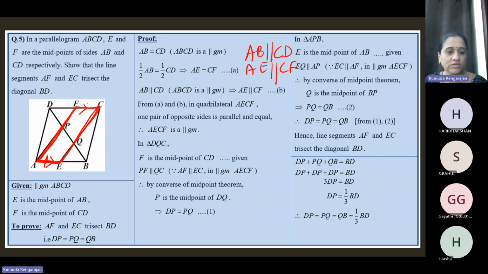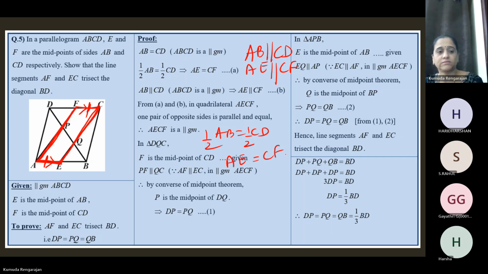Now, AE is also equal to CF. Why is AE equal to CF? Because E is the midpoint, because AB is equal to CD. So half of AB will be equal to half of CD. What is half of AB? AE, because E is the midpoint. And what's half of CD? CF, because F is the midpoint of CD. So half of CD is CF.